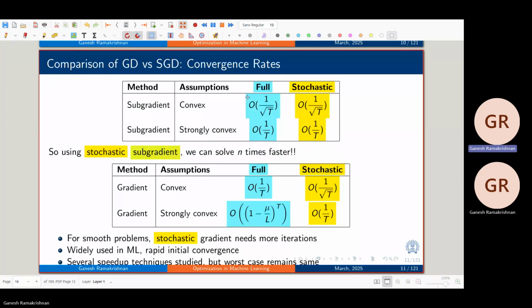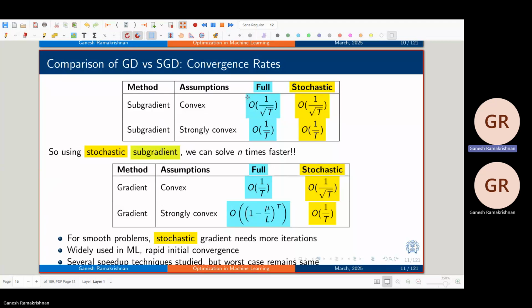For subgradient strongly convex, it's 1 upon t, 1 upon t, we saw that earlier, the two results I showed you. But when you consider the gradient strongly convex, we already saw that basically a constant number of steps are required for every 0.1 drop in epsilon, right? That basically results in order of 1 upon (u minus L) raised to t, exponential. But in the case of stochastic, it's 1 upon t. It's almost like subgradient. In fact, the behavior for stochastic is not changing across gradient and subgradient, which is also not surprising.